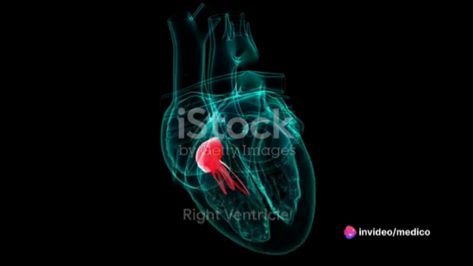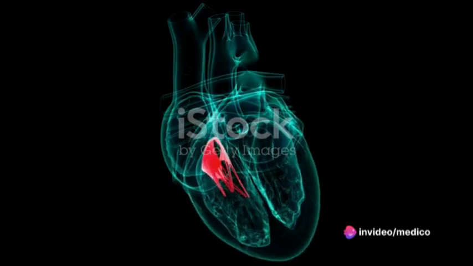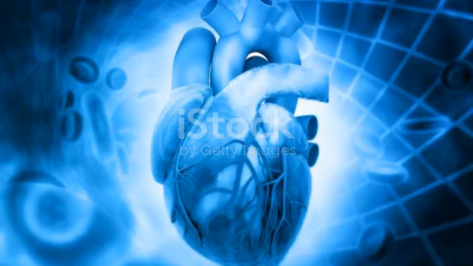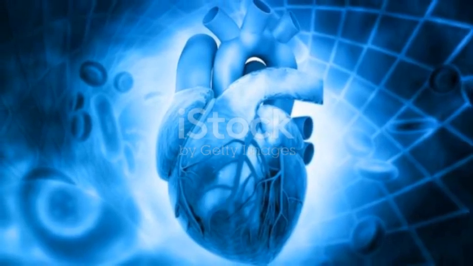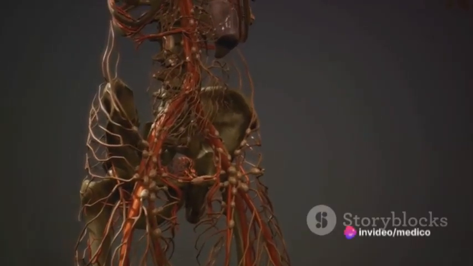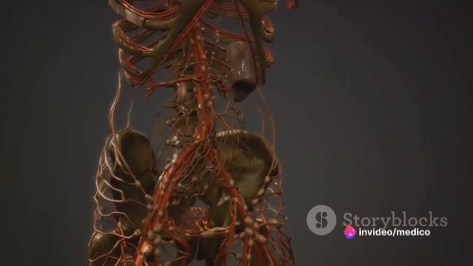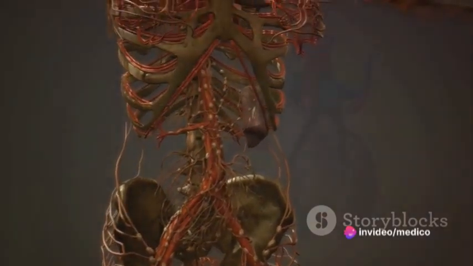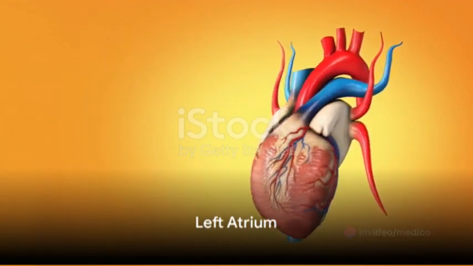Next, we have the right ventricle. This chamber, also located on the right side of the heart, receives the impure blood from the right atrium through the tricuspid valve. Its wall is slightly thicker than the right atrium's. From this chamber, the pulmonary trunk emerges, splitting into two parts to transport the impure blood to the right and left lungs.